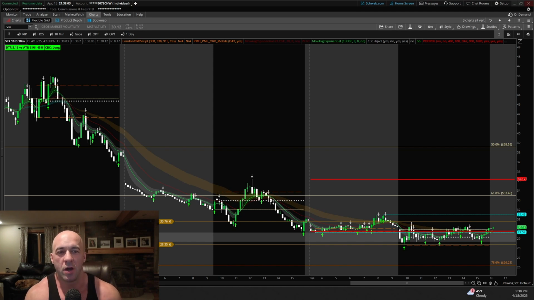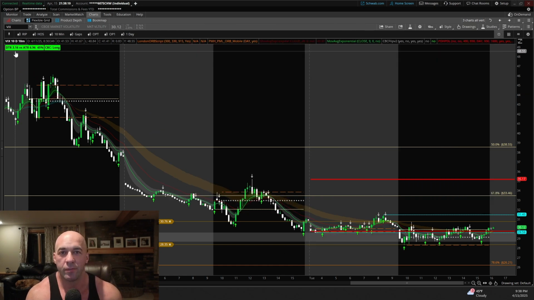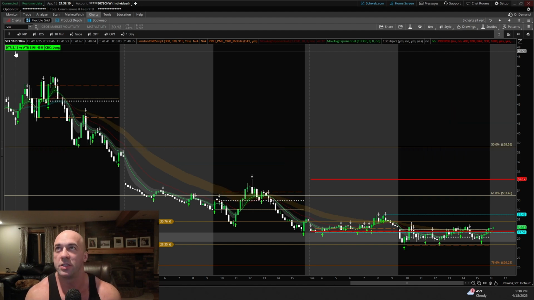And what we're going to be talking about today is this little indicator in the top left of my screen called the ATR. So let's get into it. All right, so ATR is the average true range. This indicator is set up to define what is the average true range over a certain period of time.